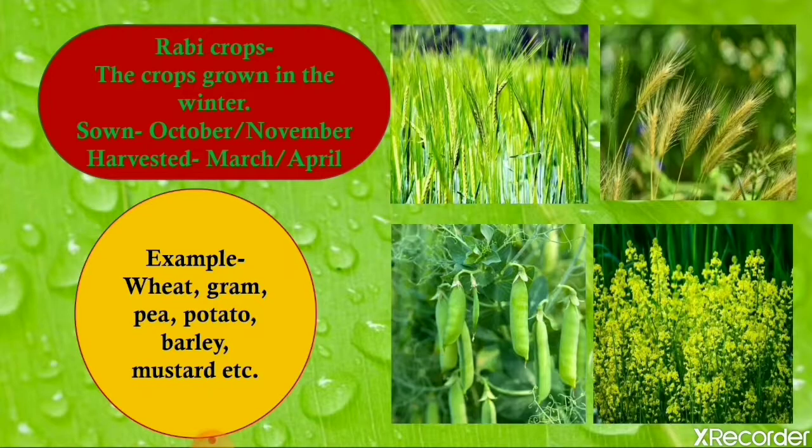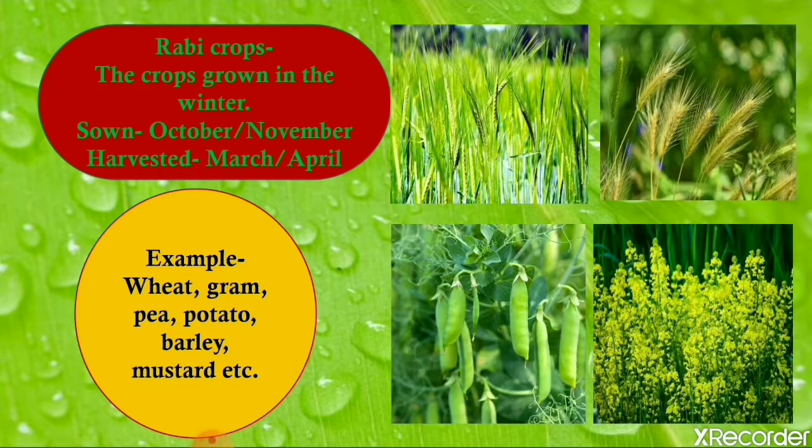So, first of all, we will see Rabi crops. Rabi crops are the crops that are grown in winter season. Such crops are called winter season crops. So rabi crops are called winter season crops.